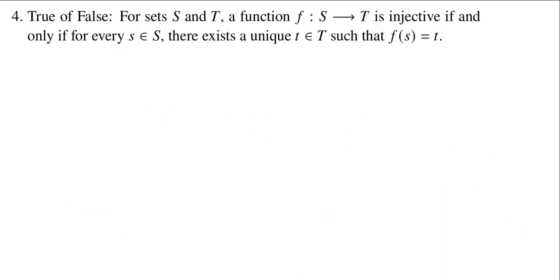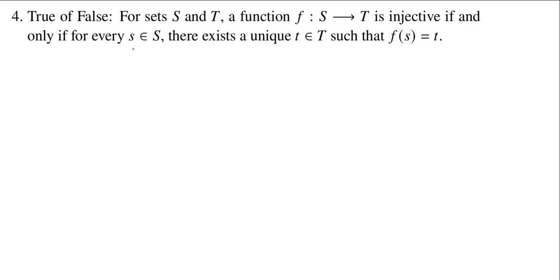All right, in problem number 4, it's a true or false question, although it does not say we don't have to explain, so we better explain it. Let's see, for sets S and T, a function f from S to T is injective if and only if for every s in S there exists a unique t in T such that f of s is equal to t. Well, this sounds like it could be right. It's saying you have one input and that goes to one output, and that kind of sounds like one-to-one, except one-to-one doesn't mean what it sounds like.